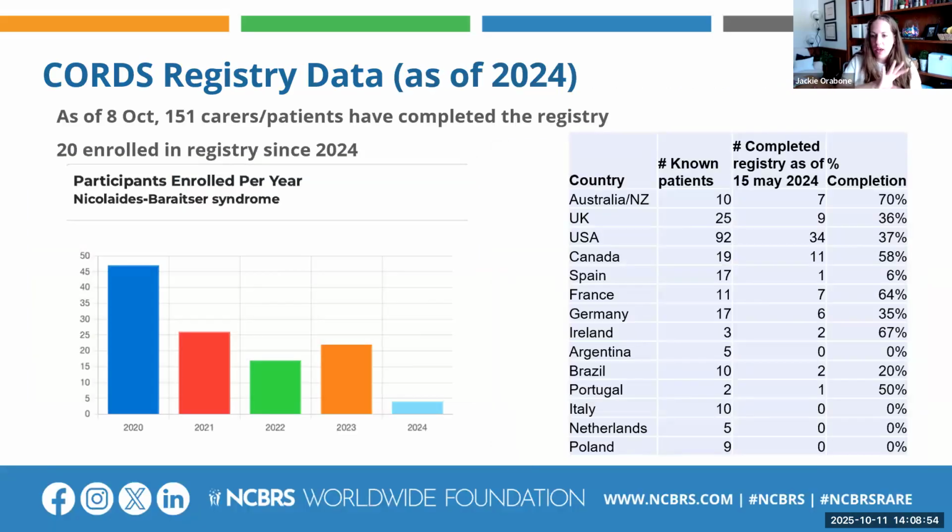And then you can see that the enrollment has decreased a little bit since 2024. We have a table here on the right that shows the number of known patients that we have in the NCBRS foundation registry compared to those that have completed the CoRDS registry. So we are lagging a little bit behind, and ideally we would like to get those numbers to be as close as possible.